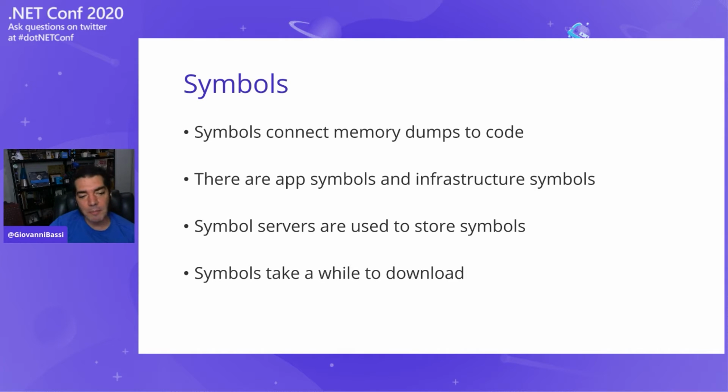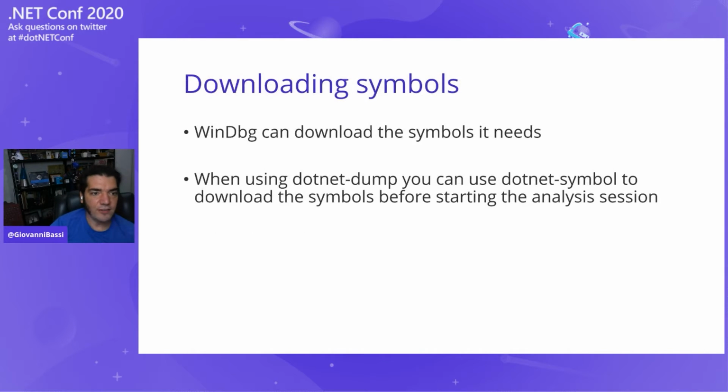So when Windows API changes or .NET API changes, they have to publish new symbols. So if you're debugging an application with a difference even in minor versions, you might have to download new symbols, and it might take a while to download again. Also, this cache is usually large, so be careful because it takes a lot of space. WinDbg already downloads the symbols by itself, you don't have to do anything. But when you're using dotnet-dump, you usually use the .NET symbol tool to download the symbols before starting the analysis session.